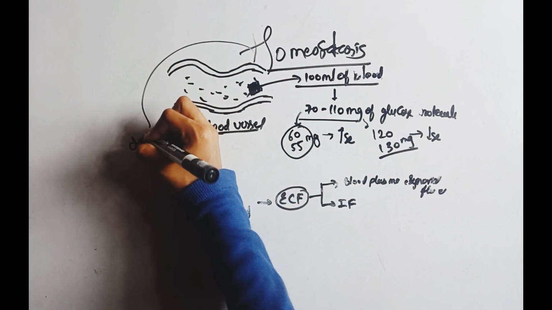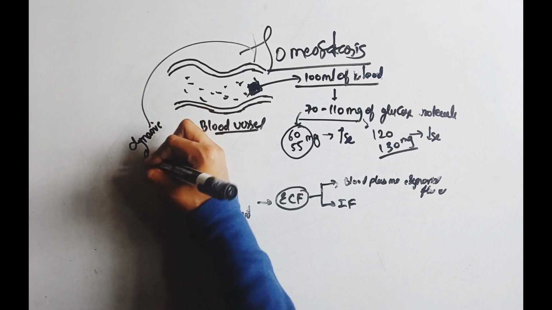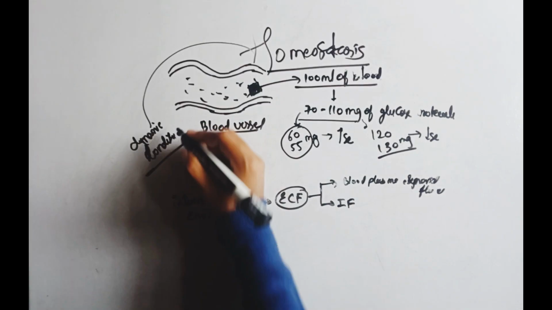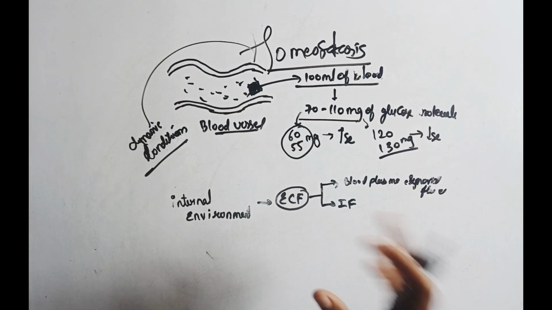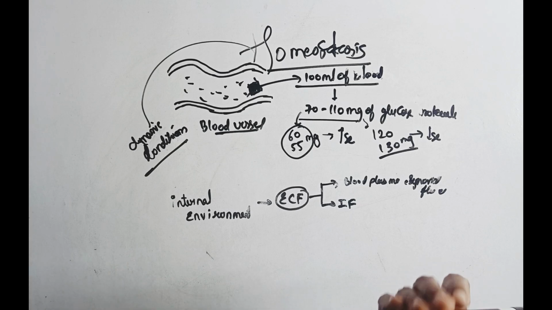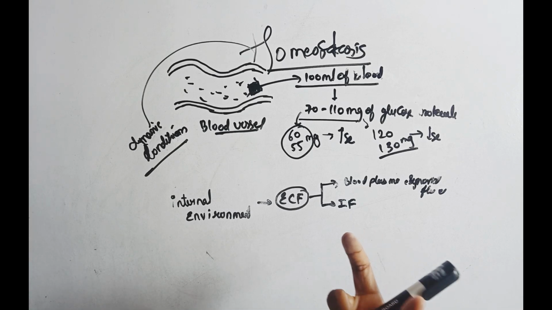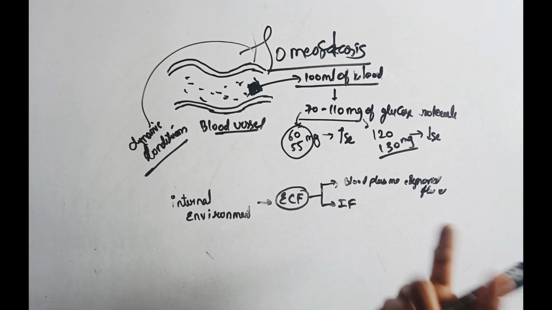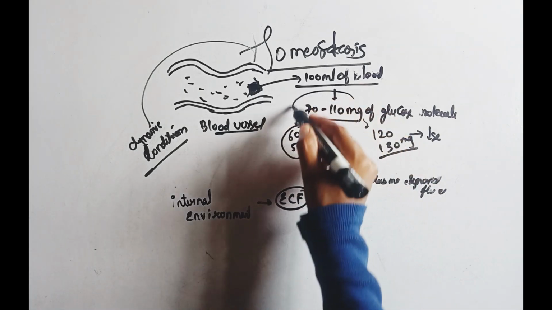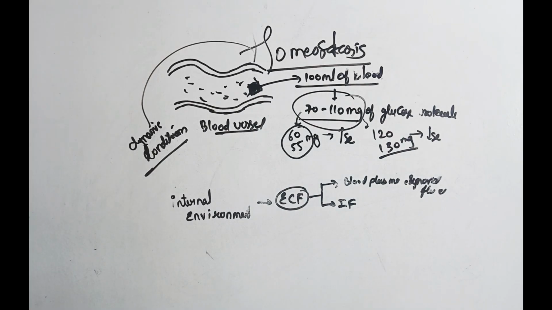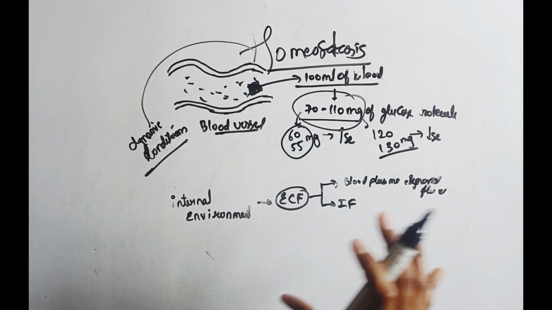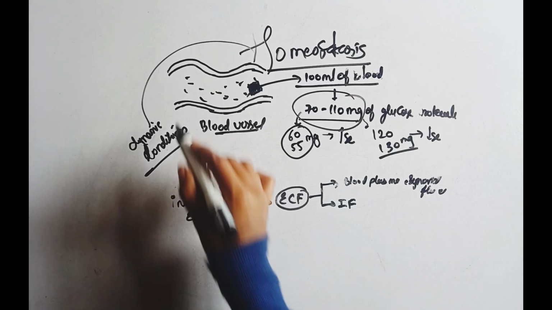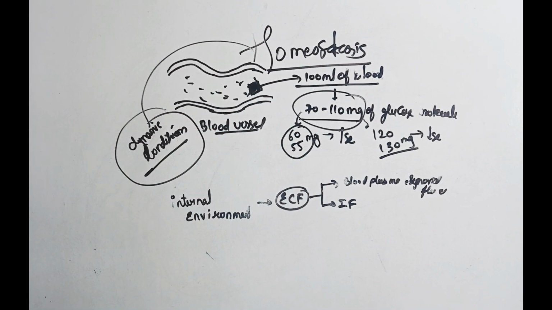Homeostasis is a dynamic condition. Dynamic condition means that your glucose is increasing or decreasing in the 100 ml of blood, and the body brings it back to the normal condition of 70 to 110 milligrams of glucose. Your internal environment is in a stable, maintained condition. So this is the dynamic condition, movable.